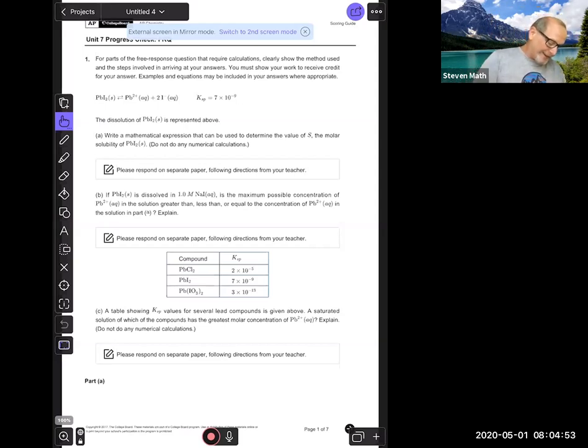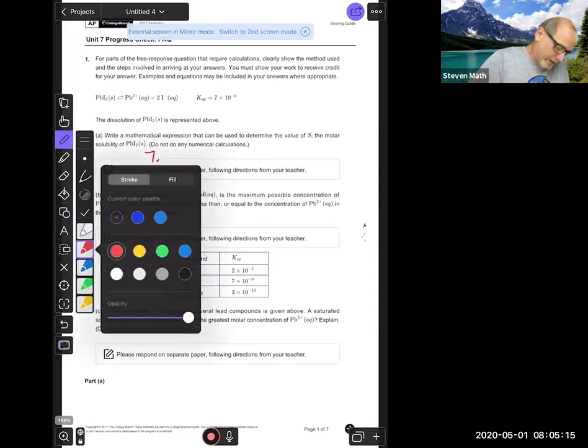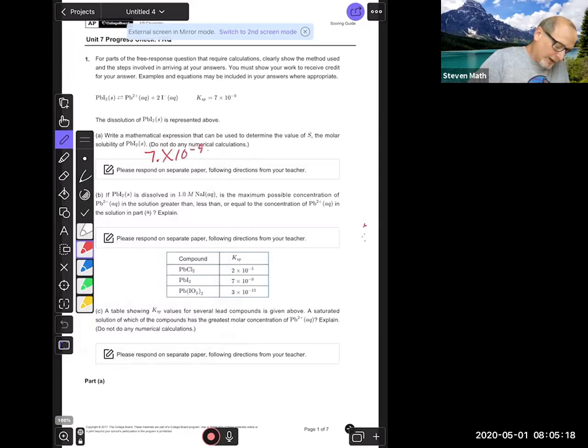They want us to write a mathematical explanation in our first one for the dissolution of PbI2. They want the mathematics behind this. So basically they're not looking for an equilibrium or a Ksp expression. They're just looking for 7.1 times 10 to the negative 9th is going to equal 4x cubed. Could be 4s cubed if you want to use it for solubility. Nothing real fancy there. That's the mathematical expression.